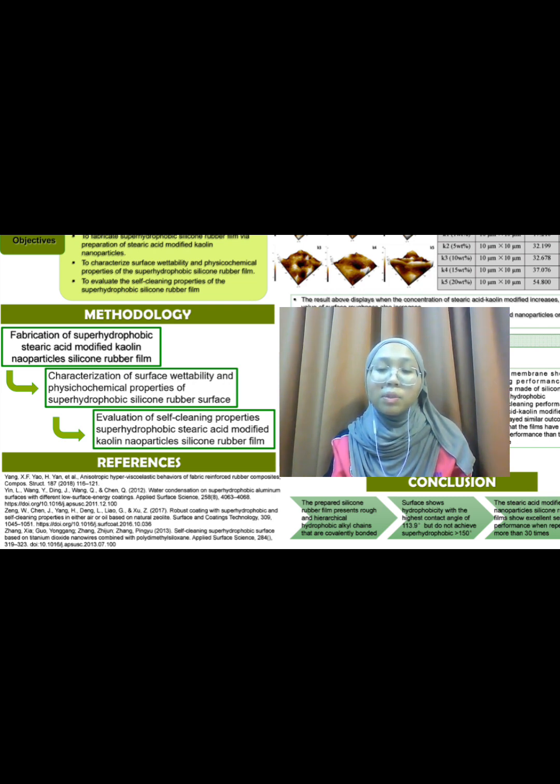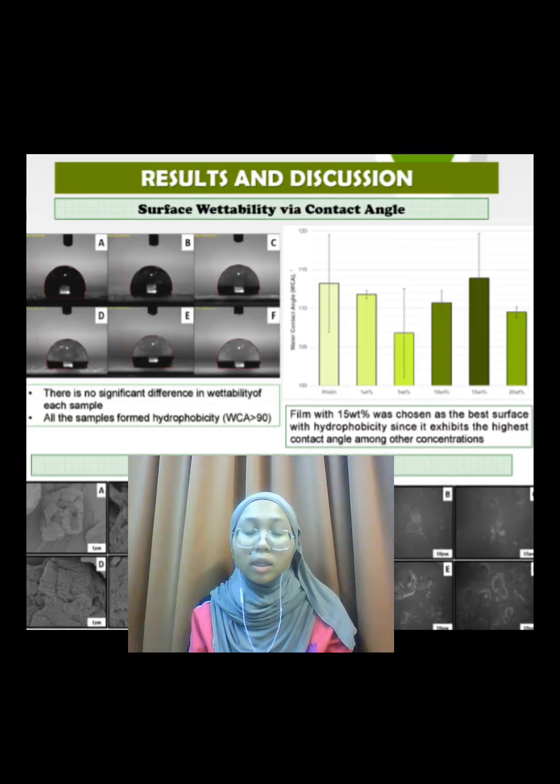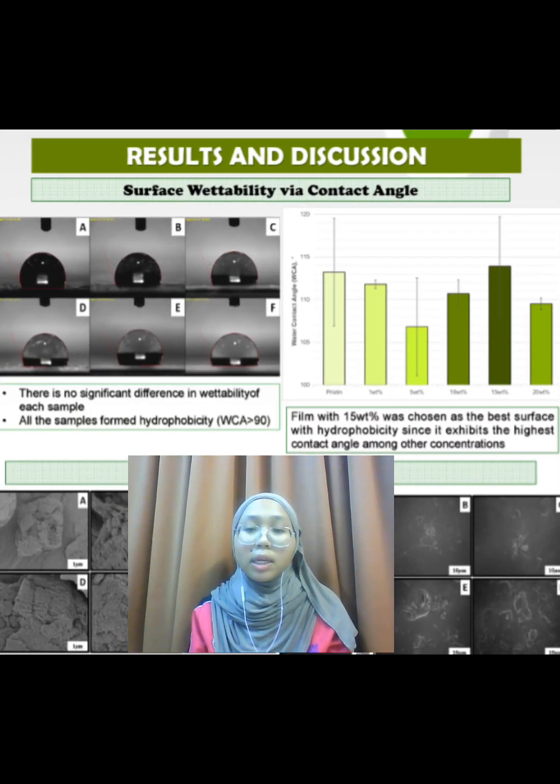The sample's upper surface was then constantly dosed with water using a dropper while pictures were being taken. For the next part, I'm going to explain and discuss the results obtained throughout the study. The first result is surface wettability via contact angle.